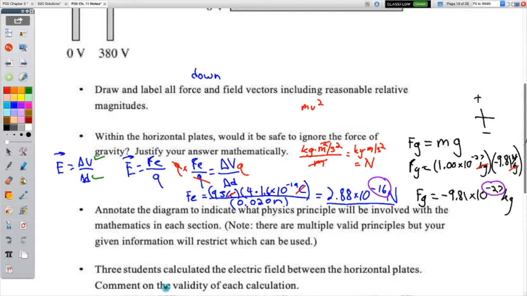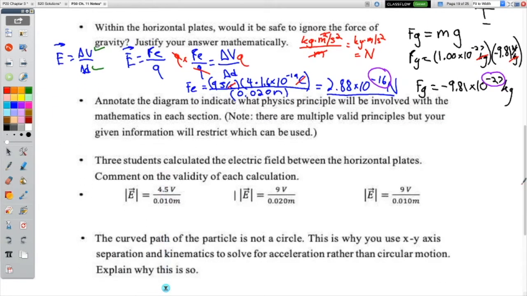See if your equations are actually valid. Okay, so here it's asking us to annotate. Oh, I guess we should answer the question. Is it safe? Yes, it's very, very safe to ignore. Yes, safe to ignore, right? That's not going to be an issue.